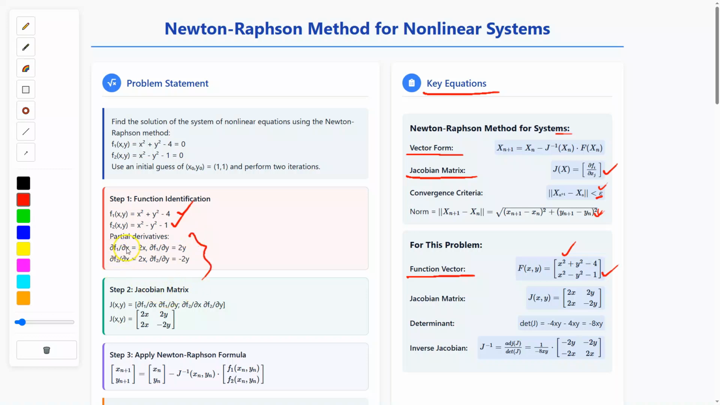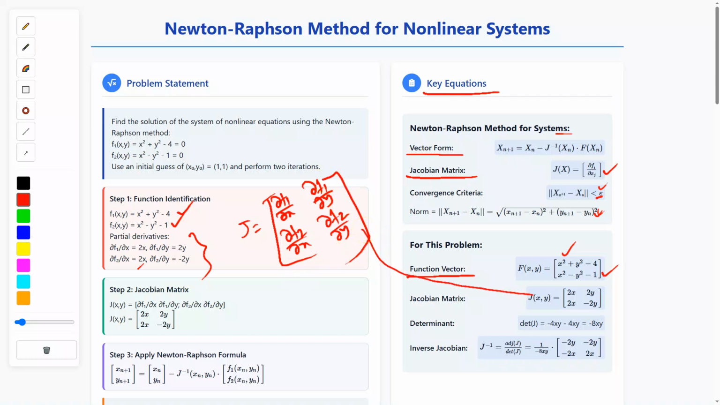So that is dou f1 by dou x, that is 2x, dou f1 by dou y, that is 2y, dou f2 by dou x, that is 2x, and dou f2 by dou y, that is minus 2y. So J is nothing but dou f1 by dou x, dou f1 by dou y, and then dou f2 by dou x and dou f2 by dou y. So that is the Jacobian. Here is the Jacobian matrix: 2x, 2y, 2x, minus 2y.